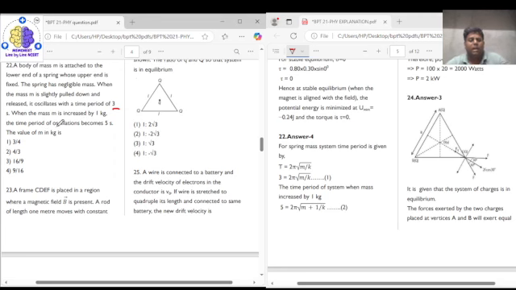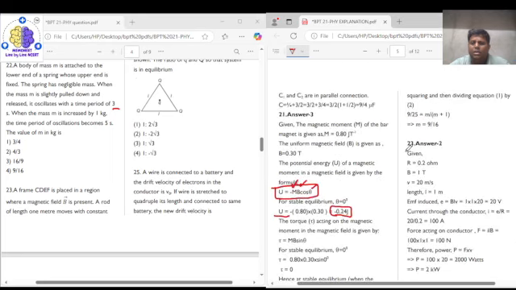The value of m in kg is asked. Time period is given as 2 pi under root m upon k, which is 3 seconds. So 3 equals 2 pi under root m upon k. Now the mass is increased by 1, so in place of m we write m plus 1, and the time period becomes 5 seconds. So 5 equals 2 pi under root (m plus 1) upon k. Solving both equations, we get m equals 9 upon 16 kilograms. So 9 upon 16 kilograms is the correct answer, that is option 4 for question number 22.